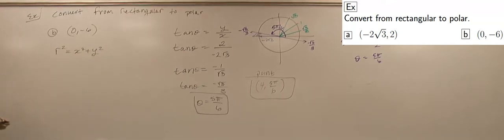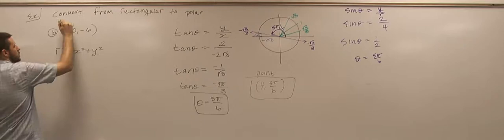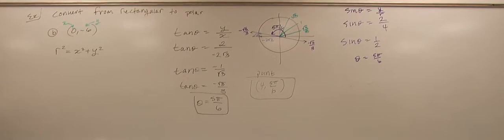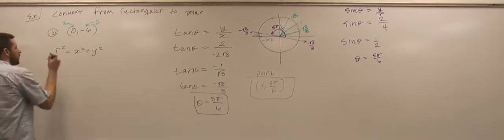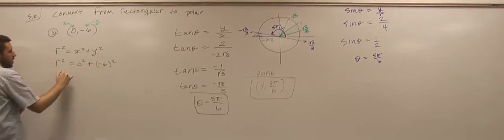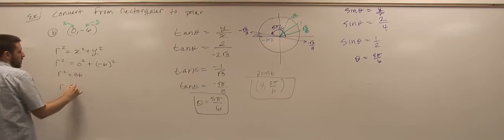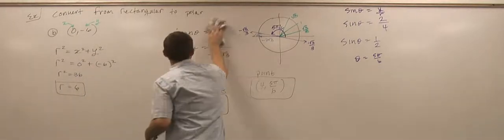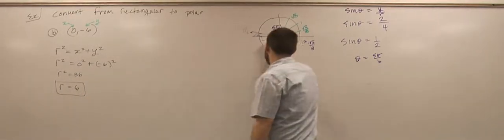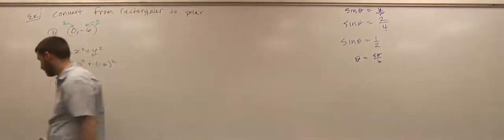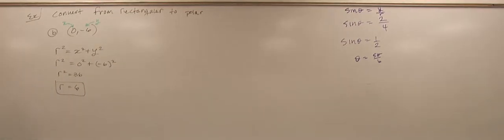Right, we're given a rectangular point. So this is x, this is y. So I know that r squared is going to have to equal 0 squared plus -6 squared. R squared equals 36. R equals 6. So now we can use anything because we found r. What do you want to use?